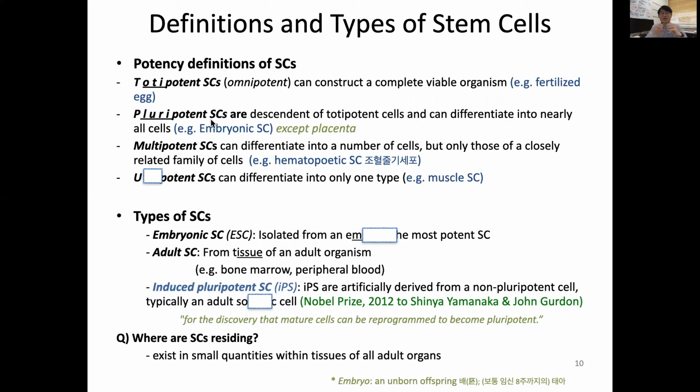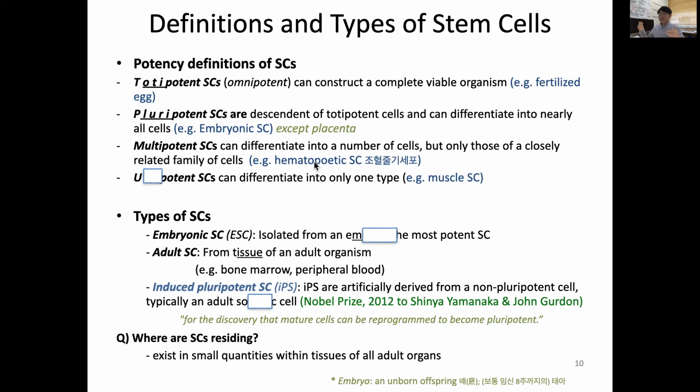Embryonic stem cell, however, is coming from the placenta, so it cannot form placenta. Now, these pluripotent stem cells can differentiate into a number of cells, but only those closely related family of cells we call multipotent stem cells. A good example is hematopoietic stem cell, which is a blood cell making stem cell.